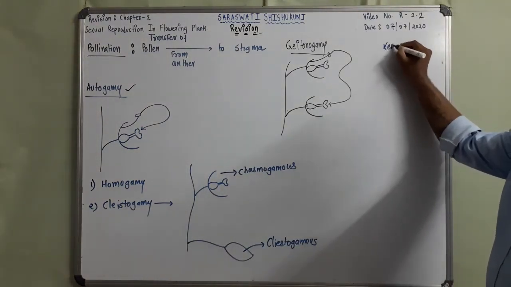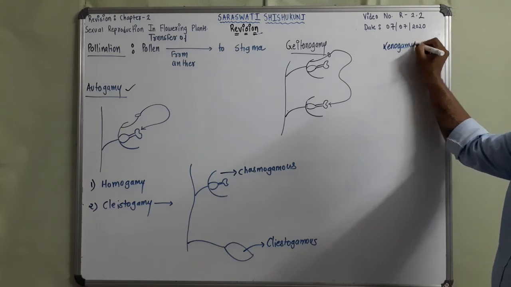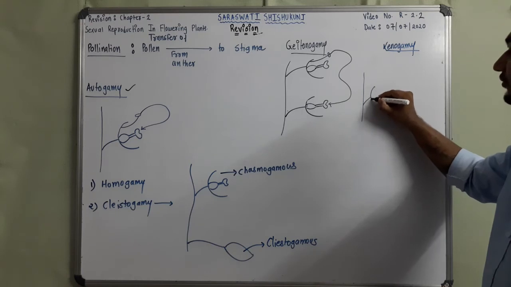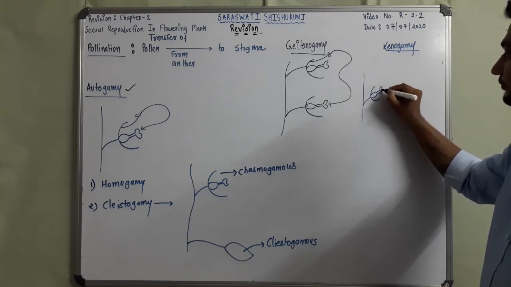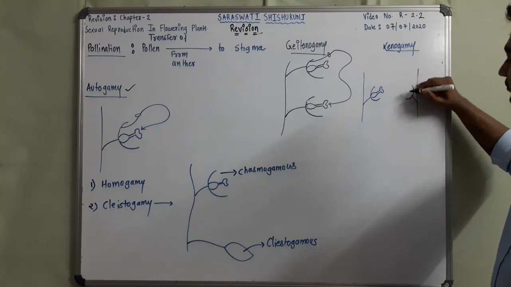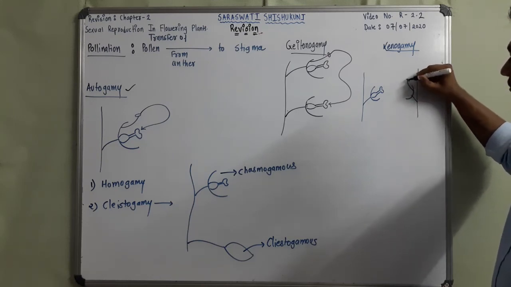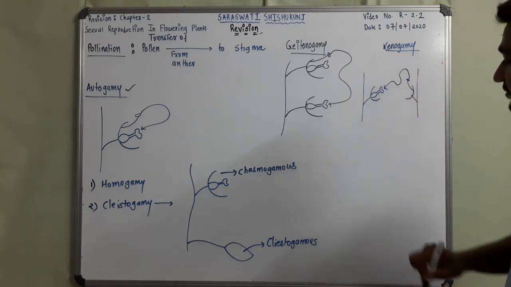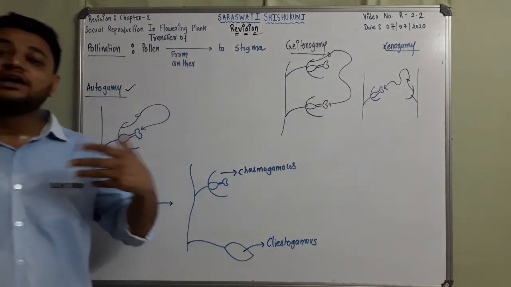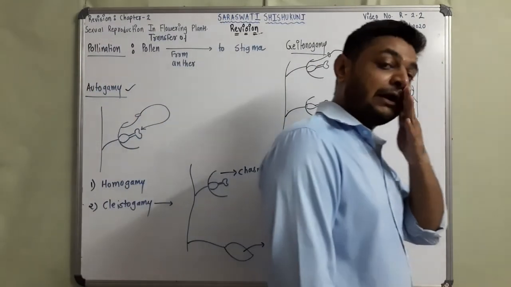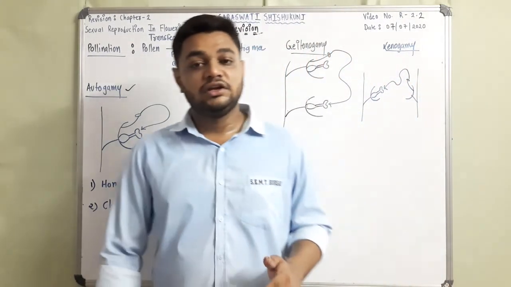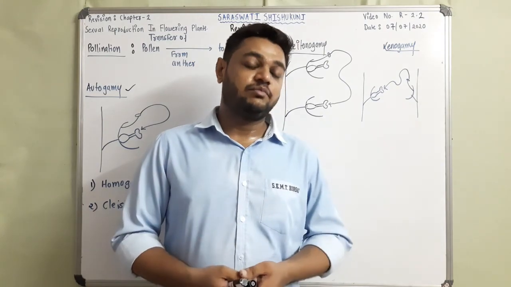Now the third one is cross pollination, that is xenogamy, where you can see genetic variation. Why? Because the plants are different. It is the transfer of pollen from the anther of a flower of one plant to the stigma of a flower of another plant. So when the plants are different, you can find genetic variation. So this was about the types of pollination. Thank you.